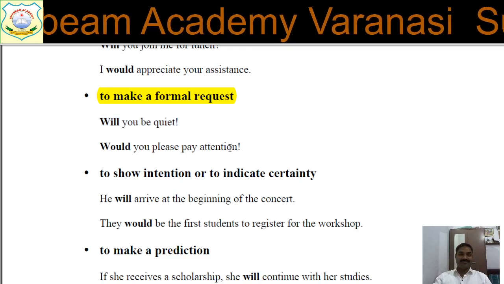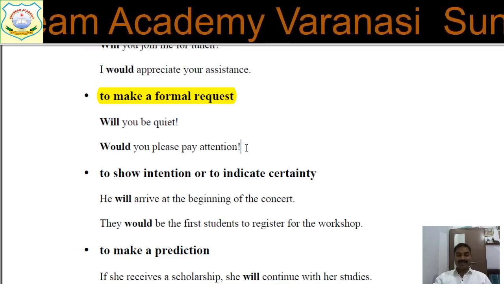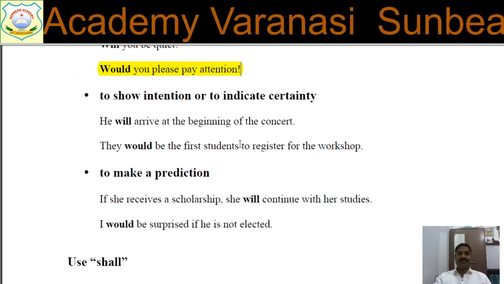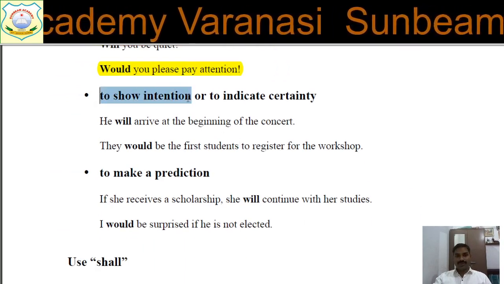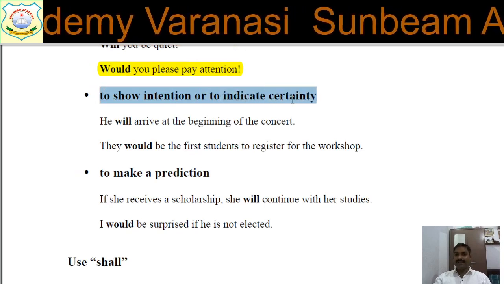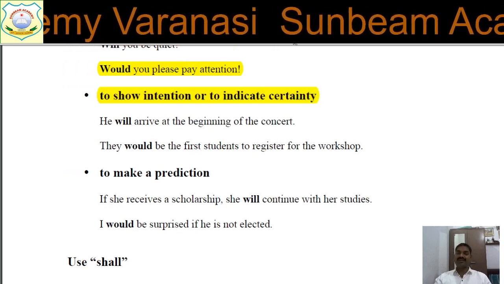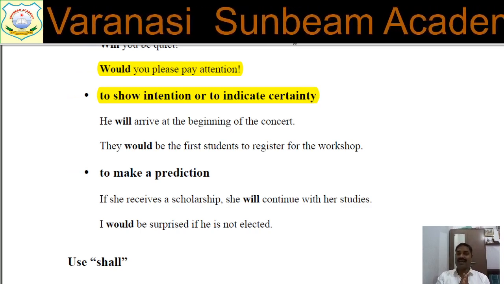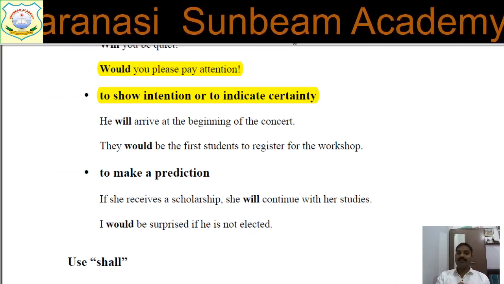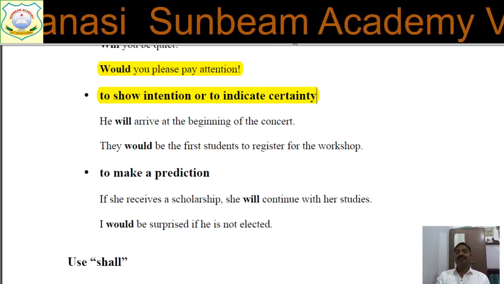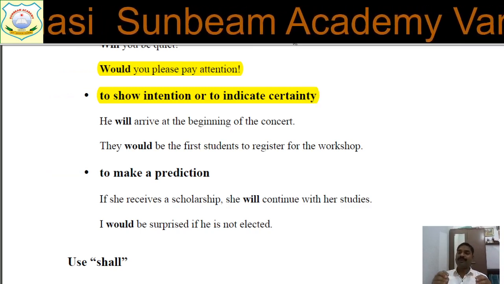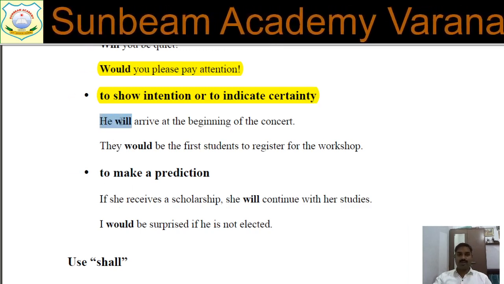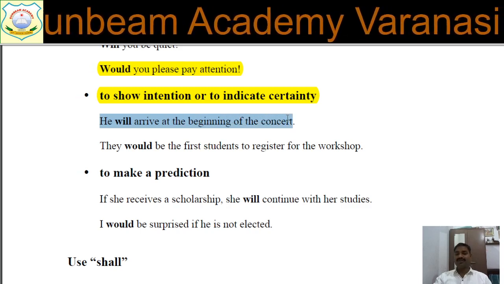Next is, children, would you please pay attention? Again, would can also be used for formal. Next is, to show intention or indicate certainty. Means if you are certain, if you are confident that these things will happen, then if you make use of will, it shows that you are a bit sure. For example, he will arrive at the beginning of the concert.